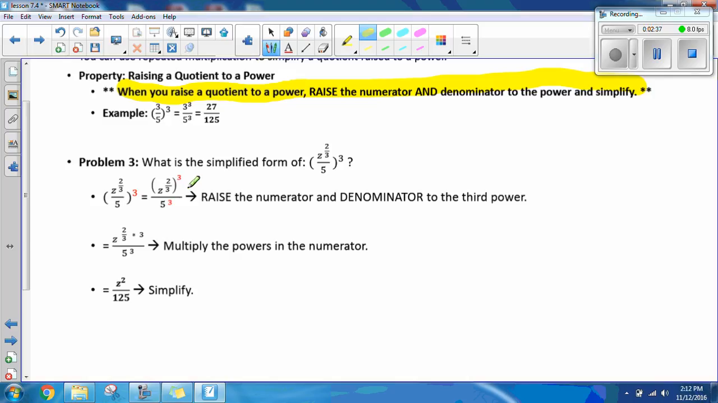The numerator, since it's a power being raised to a power, we just multiply 2/3 times 3, which simplifies to 2. So we get z to the 2nd power in the numerator. And on the bottom, we have 5 to the 3rd power, which simplifies to 125.